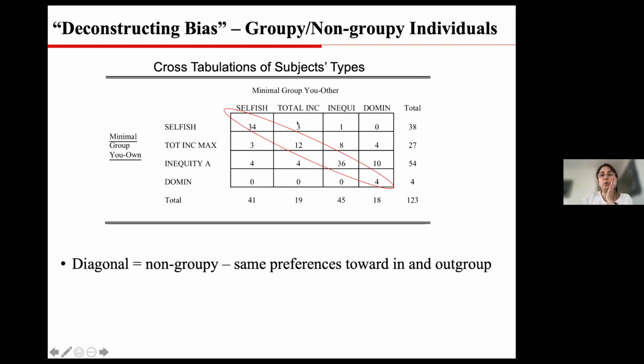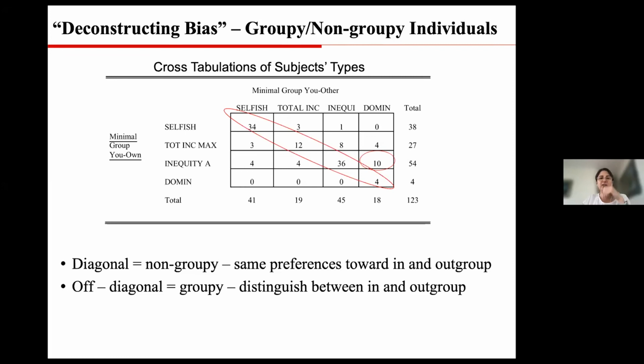These are the people who were inequality averse, for people who were in their group or out of group. These were people who were total income maximizers. These were inequality averse. And these were these dominance seekers. And those people, we're calling them not groupie. Essentially, they could have gone through this experiment and not paid attention to own and other on the top of the matrices. The off-diagonal people were groupie. They switched their utility type.